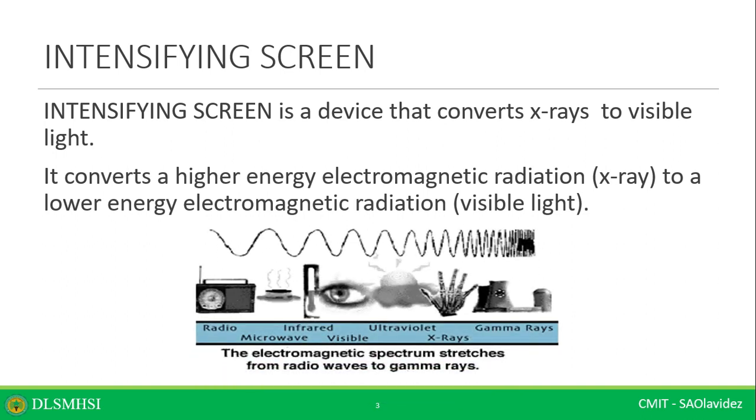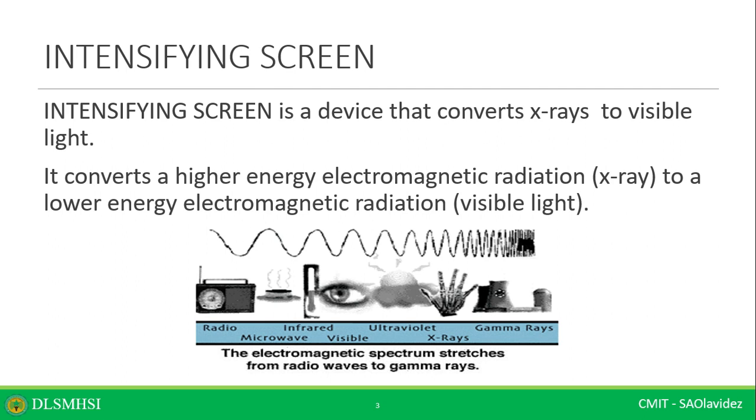The intensifying screen only converts a higher energy electromagnetic radiation to a lower energy electromagnetic radiation. So it doesn't change the kind of energy it is, but rather it only changes the energy from higher energy X-rays to just a lower energy or a lower form of electromagnetic radiation, which is the visible light.